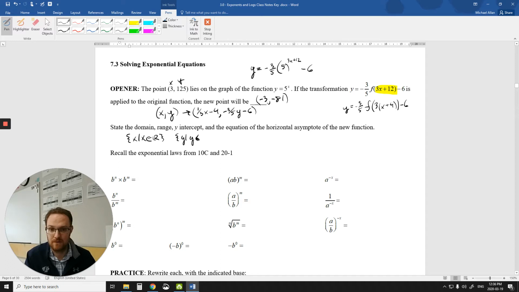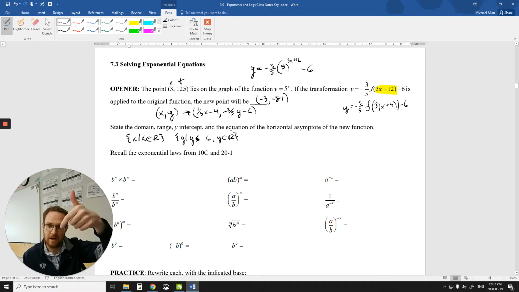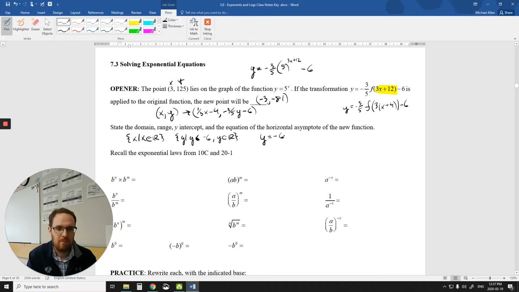Less than, because it's being reflected, -6. Okay. And the equation of the horizontal asymptote. So our asymptote is related to this transformation that got moved downwards. The reflection part doesn't change where the asymptote was because it was on the x-axis originally. It got moved down, so my asymptote is y is equal to -6. All right.